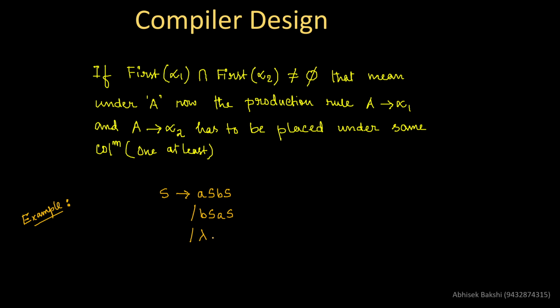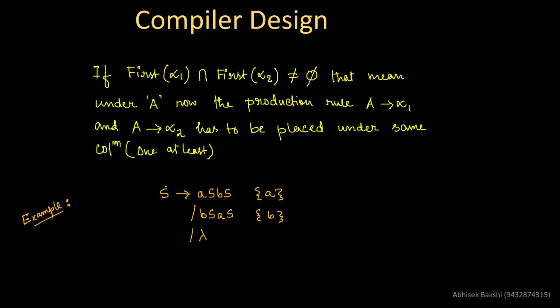The question is where I will put S to AS BS. Obviously in the first of this one. What is first of this? First of this is only small a, right? And where I will put S to BS AS is only small b. So up to this it is fine. There is no clash between first of alpha 1 and first of alpha 2. But if you think about where to put S to lambda, you cannot put it in some lambda column, right? So definitely S to lambda should be put in the follow of S.